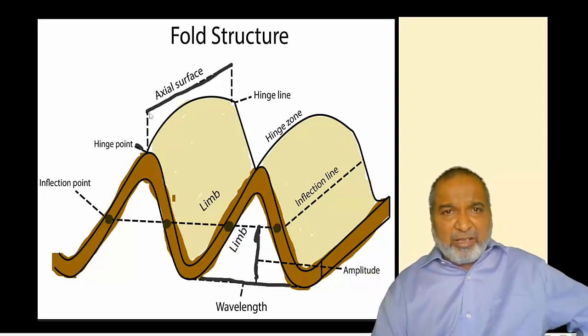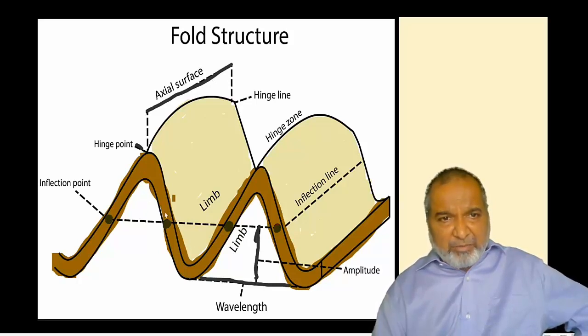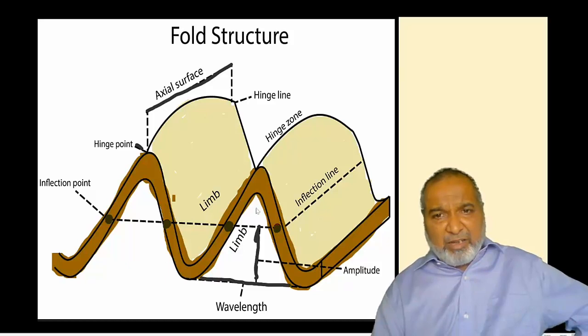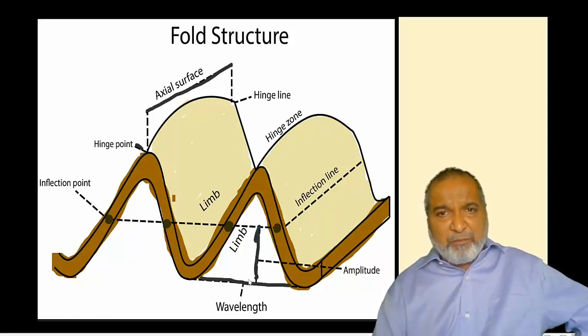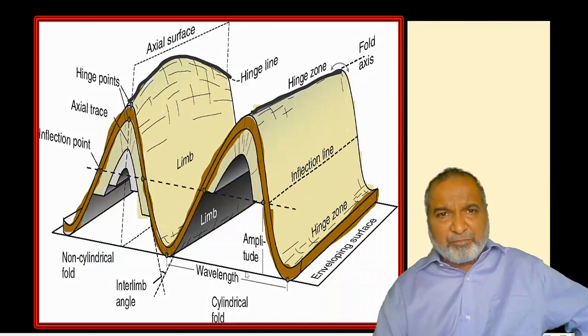Hinge point, this is the actual surface, hinge line, limbs which are there, limbs which we were making, wavelength from this end to this end, and this is the amplitude which we are going to make out. Hinge point, axial stress will be there.